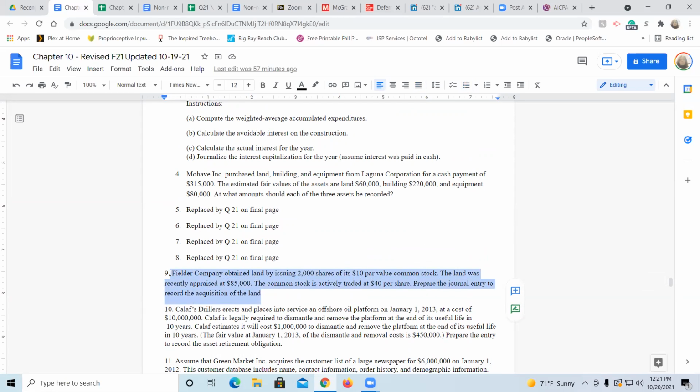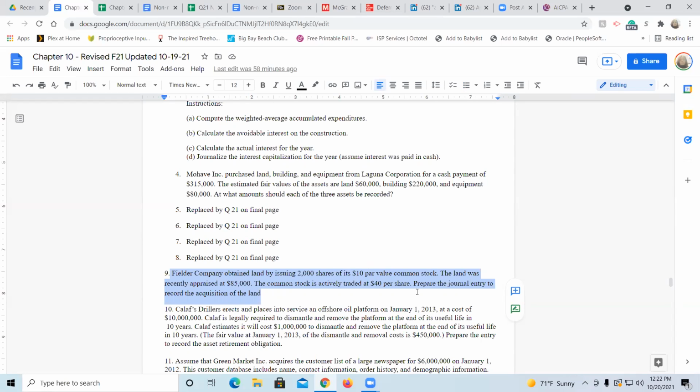Right, Fielder Company obtained land by issuing 2,000 shares of its $10 par value common stock. So the land is the asset that's being acquired. It's giving up 2,000 shares, $10, just the par value of the common stock. It's not the market price or the fair value.